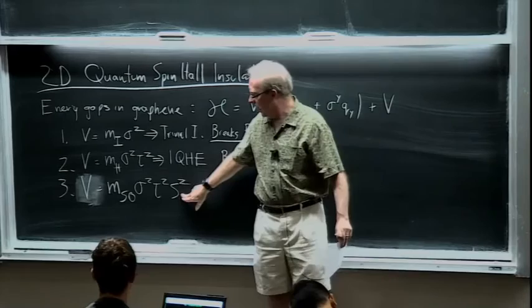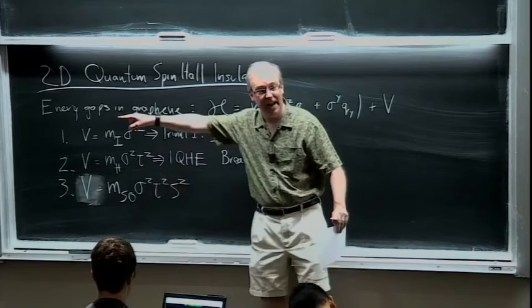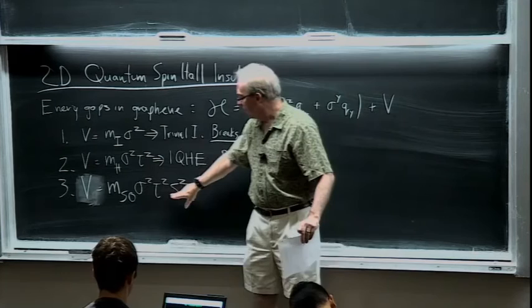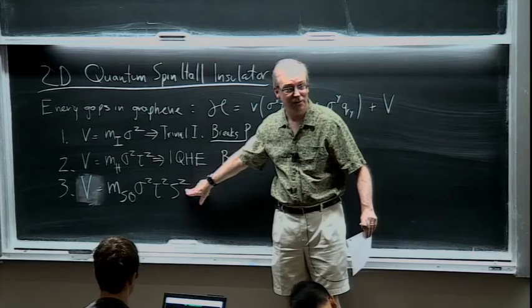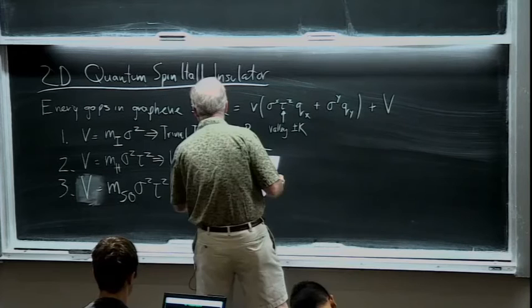What you can see from this is that Haldane breaks time reversal symmetry because tau z goes to minus tau z, since k goes to minus k under time reversal. But this spin also goes to minus spin under time reversal. And so this respects time reversal, and so this respects all symmetries.